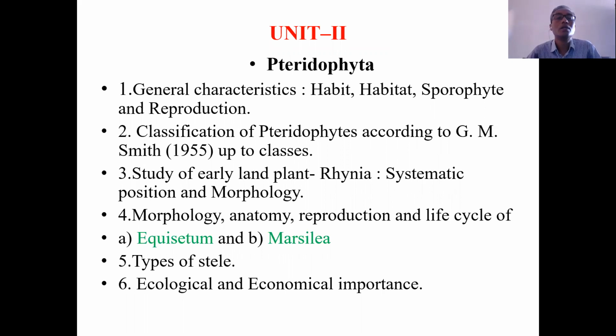Unit 2, in this unit we are going to study the Pteridophyta group, the general characteristics of pteridophytes, habit, habitat, sporophyte and reproduction, classification of pteridophytes according to G.M. Smith up to classes, study of early land plants, Rhynia, its systematic position and morphology, morphology, anatomy, reproduction, and life cycle of Equisetum and Marsilea, types of stele, ecological and economic importance of Pteridophyta. So this is the second unit.